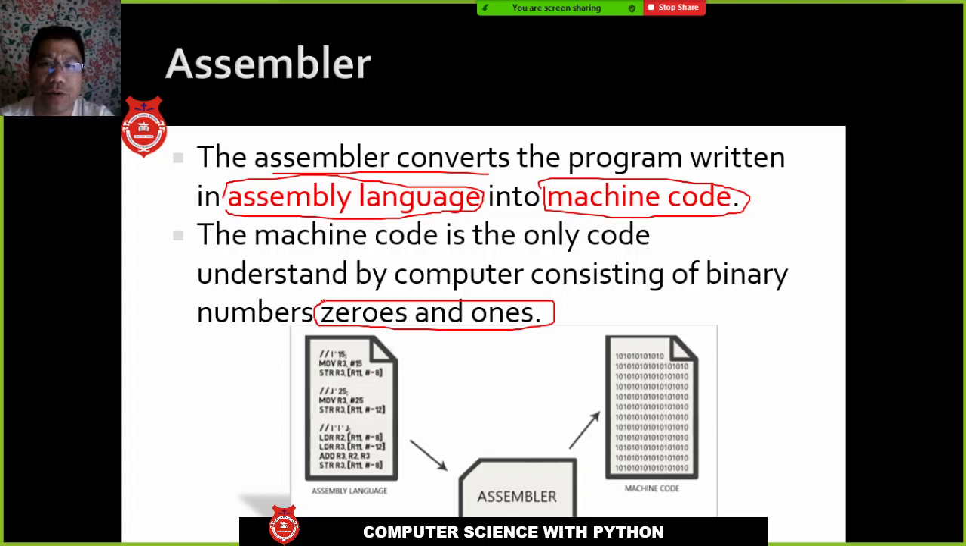Your computer may be on and off. Your light bulb may be on and off. So two states, right? Those two states can be represented in the form of zeros and ones. If it is zero, it may be off. If it is one, it may be on, right? So 0 and 1. Every electronic component can be represented in terms of 0 and 1.